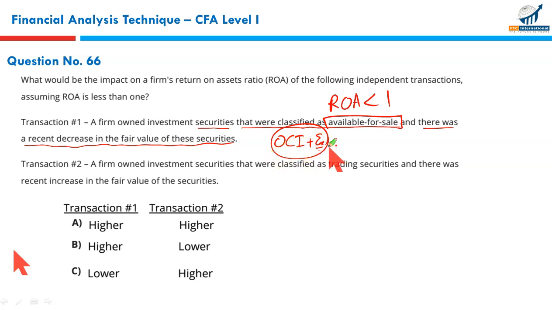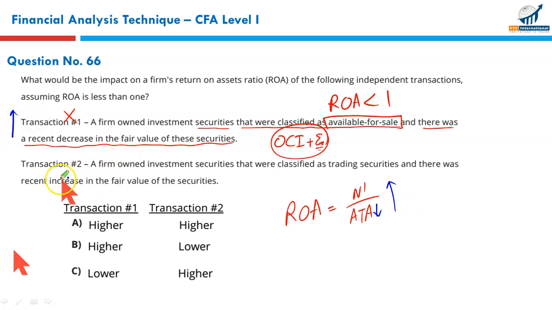So if you ask me, sir, would this affect profit? Transaction 1, no, it will not affect profit. But would it affect return on assets? Yes, because return on assets is equal to your net income upon average total assets. Since your available for sale securities have decreased in fair value over the period, assets have fallen, and this decrease has been reported as a part of other comprehensive income. Nonetheless, assets have fallen, the denominator has fallen, so the ROA would increase. So this would cause the ratio to go up.